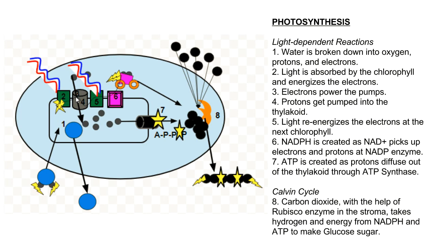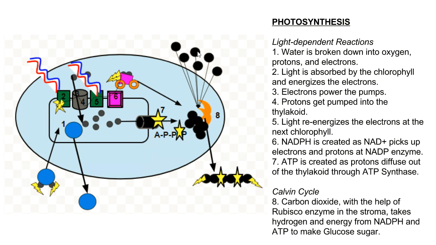Step 3, again, we're just showing the pathway of the electrons here along the electron transport chain in the light-dependent reactions. Step 3, electrons power the pumps. Step 4, protons get pumped. Step 5, light re-energizes those electrons. Step 6, NADPH is created as the electrons and protons are picked up. Step 7, ATP is created as the protons diffuse out of the thylakoid through ATP synthase.